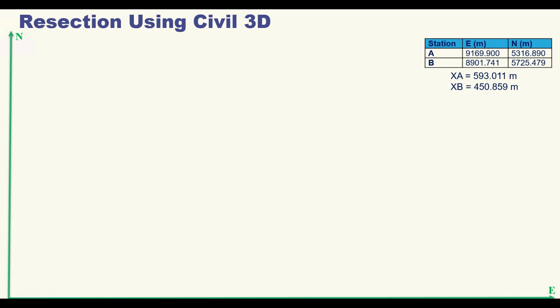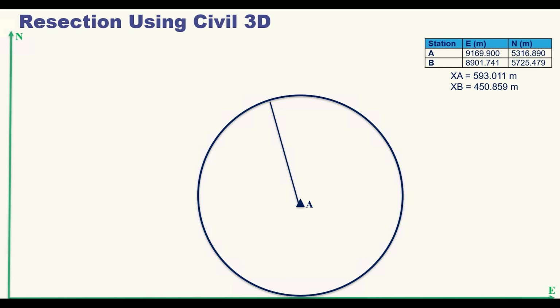So let me first simplify the process that we are going to apply using Civil 3D. What we are going to do guys is very simple. First we are going to represent the point A. This is point A. We know its coordinates. They are given here in the table. We are going using Civil 3D to locate point A. And then from point A, we are going to draw a circle. The radius of this circle is the distance of XA, which is given here 593, etc. So this is the radius, and let's draw a circle. This is the first circle.